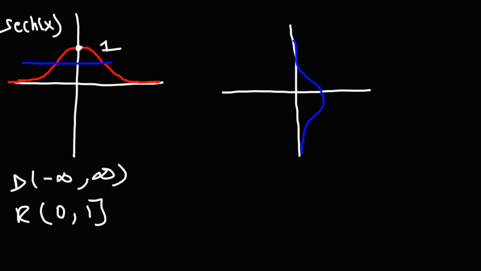However, this function is not a one-to-one function. It doesn't pass the horizontal line test, and so this won't pass the vertical line test. Therefore, we have to restrict it to the upper half of the graph, so only this side. Notice that we have a y-intercept of 1, so here we're going to have an x-intercept of 1.